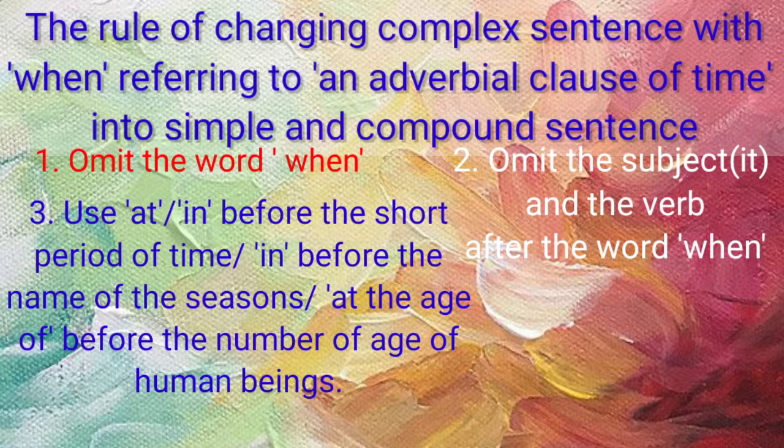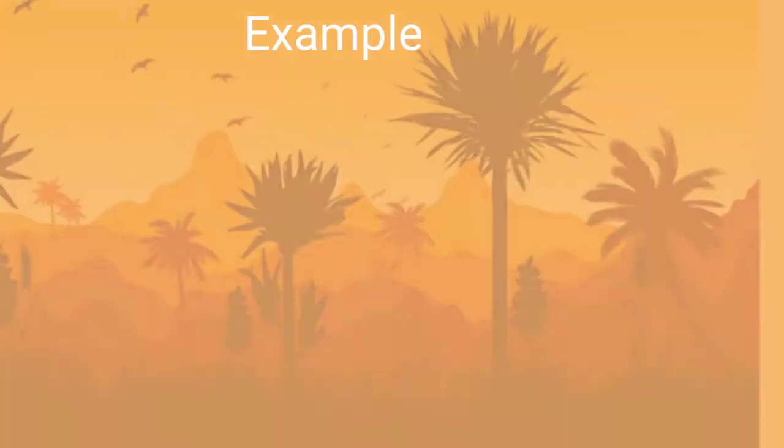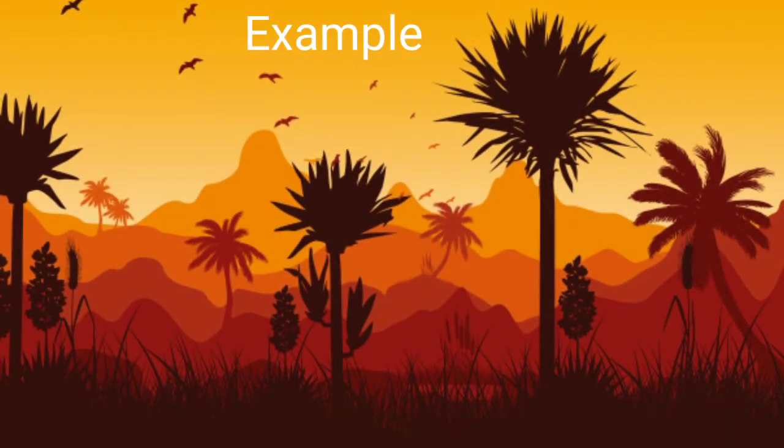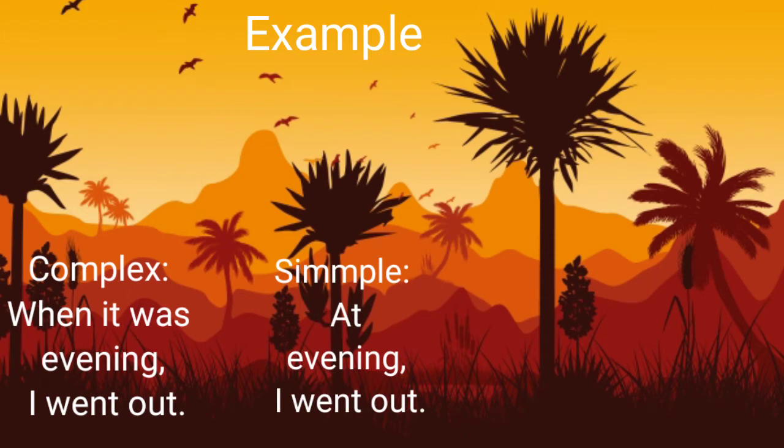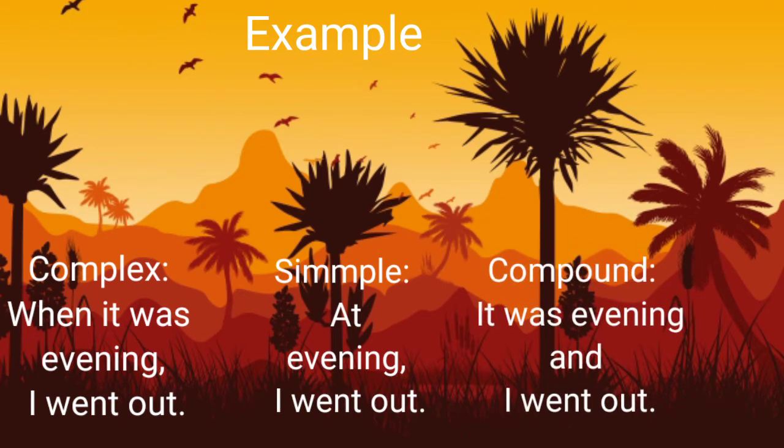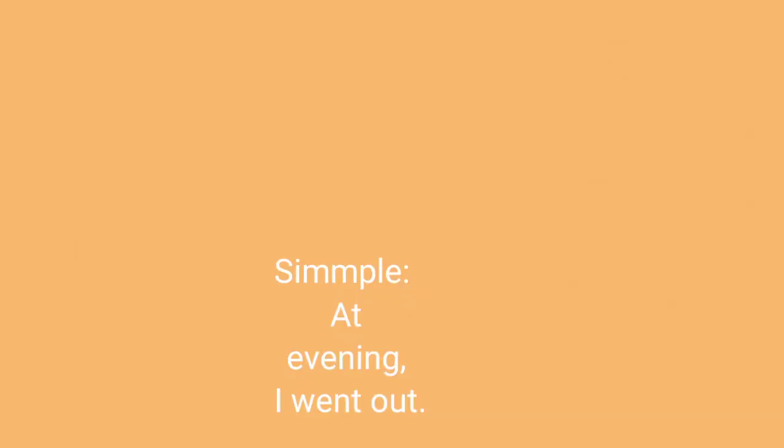use at or in before the short period of time or in before the name of the seasons or at the age of before the number of age of human beings, then write the rest of the sentence. For example, complex sentence, when it was evening I went out. Simple sentence, at evening I went out. Compound sentence, it was evening and I went out.